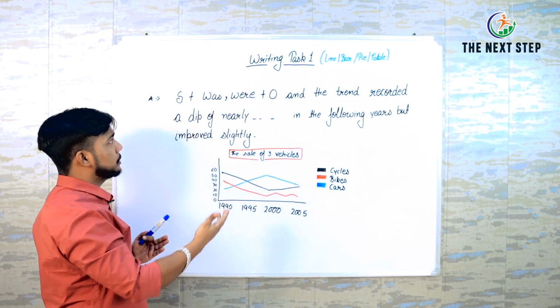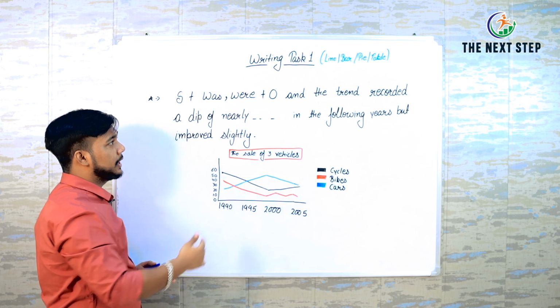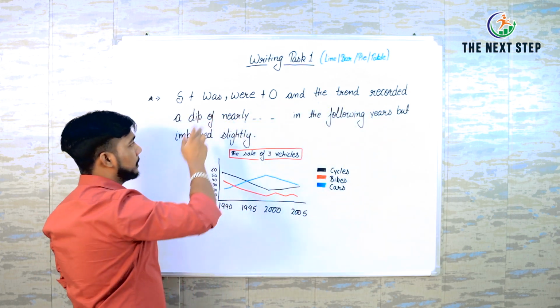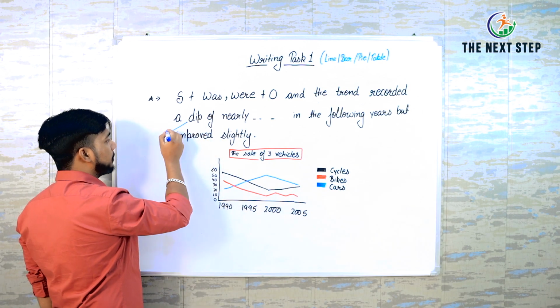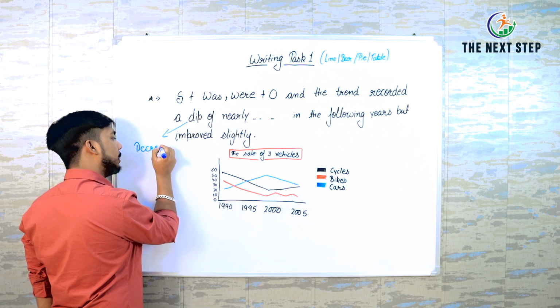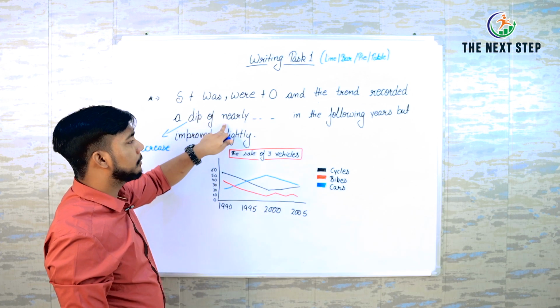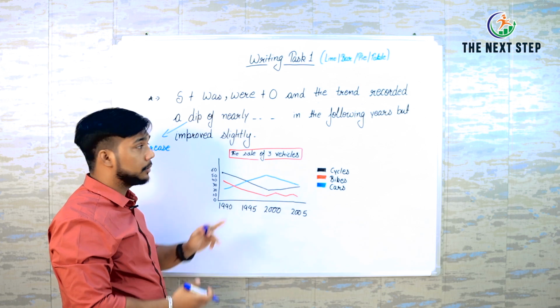The types which we are going to cover here are line, bar, pie and table. First you need to use the basic rule, that is subject plus was plus verb plus object, and then you need to add the trend recorded a dip. You might be thinking, what is dip here? The meaning of dip is decrease. A decrease of nearly. Nearly we add when we are not sure about the number.